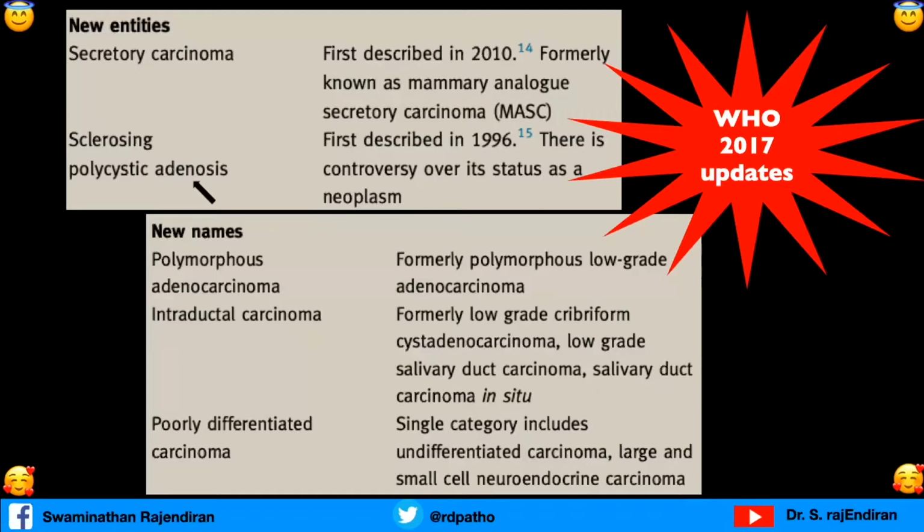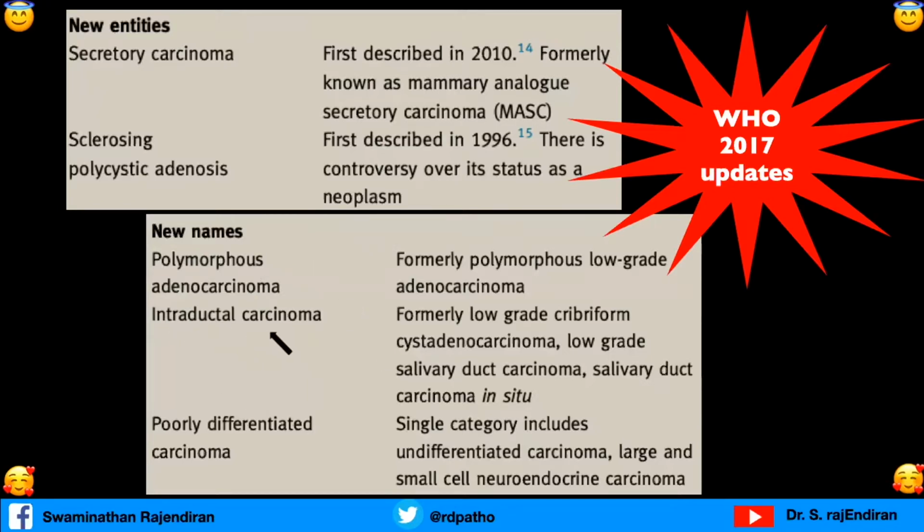Sclerosing polycystic adenosis, it is nothing but fibrocystic changes of the breast. Rather than calling it fibrocystic change of the salivary gland, they are calling it sclerosing polycystic adenosis. The new names are polymorphous adenocarcinoma. Remember, previously we used to say polymorphous low-grade adenocarcinoma. But some of these patients are doing very badly, and when they looked into it, they are not all that low-grade. It can be high-grade also. So they put the new name polymorphous adenocarcinoma and removed the low-grade from that. And again, this polymorphous adenocarcinoma can be divided into low-grade and high-grade.